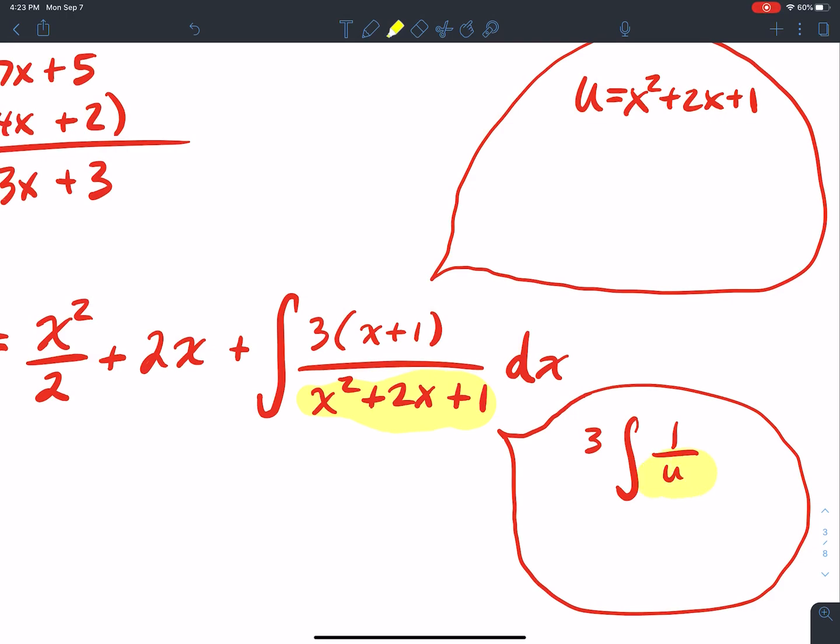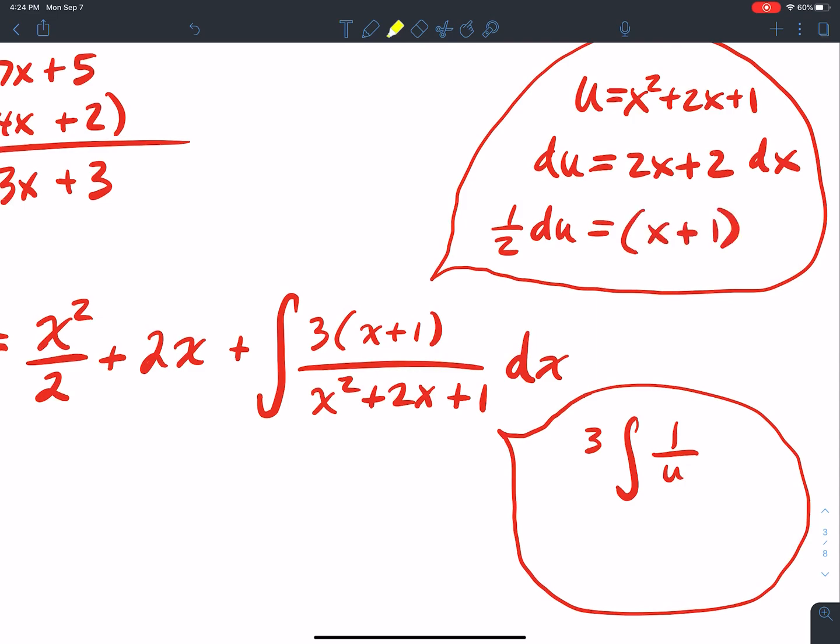And now I need to find du. Du, the derivative of u, is 2x plus 2, okay? And then times my differential dx. Now, this doesn't look exactly like this, does it? Okay? So what I've done so far is I pulled the 3 out front. So how do I make a 2x plus 2 look like an x plus 1? Well, I can factor out a 2 here.